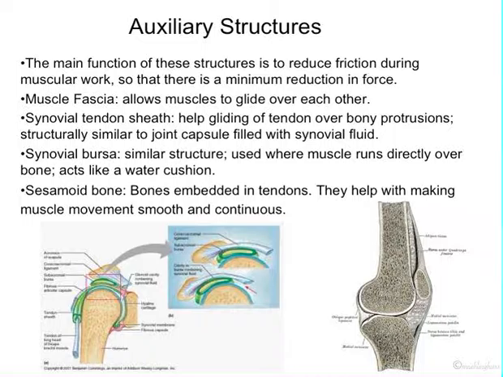We have auxiliary structures. These are helper structures. Well, actually, that's a good question. Are they really helper structures or not? Or are those also main structures? In a traditional sense of the view, they are auxiliary structures. Some of them are becoming more important as studies go forward when we deal with treatment of musculoskeletal problems. The main function of these structures, though, is to reduce friction during muscular work so that there's minimal reduction of force. We have fascia, and those are gliding helpers.